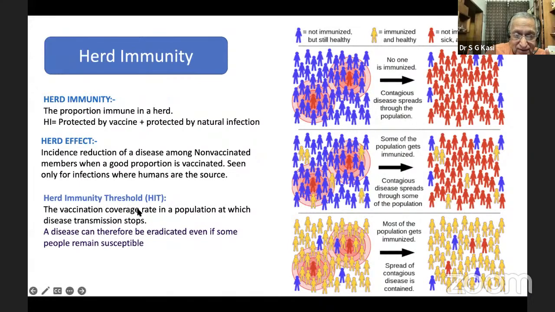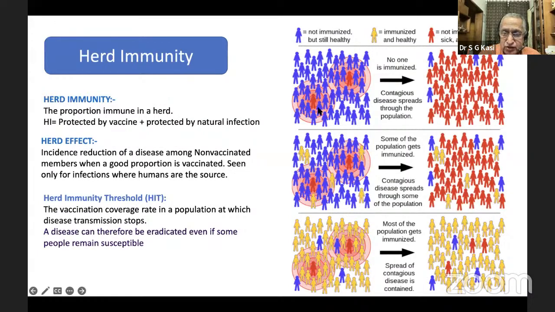This is the vaccination coverage rate in a population at which disease transmission stops. Theoretically, a disease can be eradicated even if the entire population has not been vaccinated. Let's look at this diagram. The blue are those who are not immunized but healthy. The red are those who are diseased, and the yellow are those who are vaccinated and healthy.